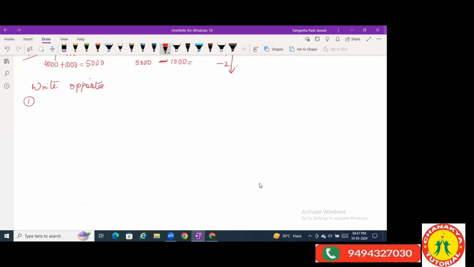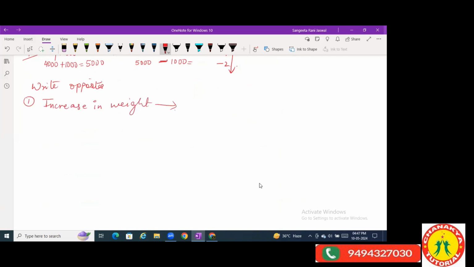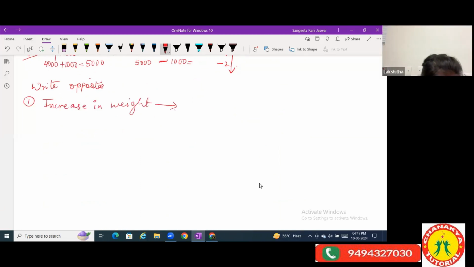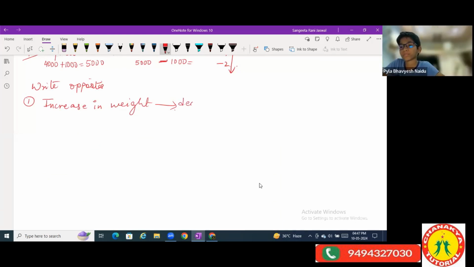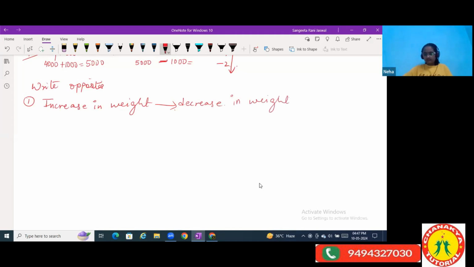Okay, suppose I'm saying increase in weight. So what will be the opposite of this? Decrease in weight, ma'am. Decrease in weight, because the opposite of increase is decrease, right? So that's decrease in weight, right?